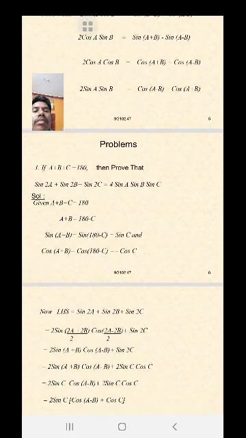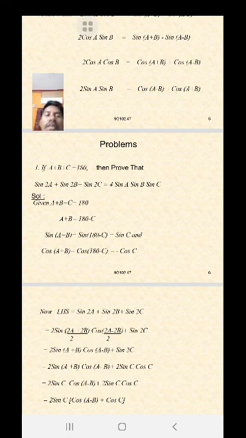So, problems. First question: if A plus B plus C equals 180 degrees, then prove that sin 2A plus sin 2B plus sin 2C equals 4 sin A sin B sin C. Here if you observe the question, the LHS is in the form of a summation and the RHS is in the form of a product. So the summation is changed into a product. This is a transformation.